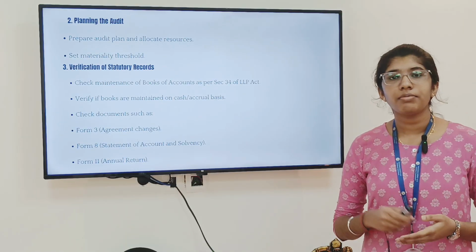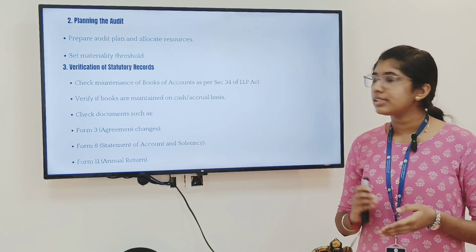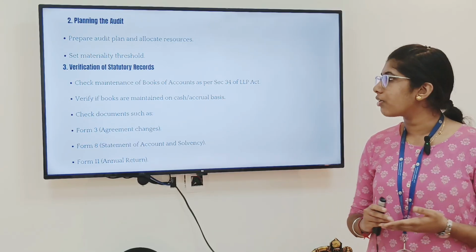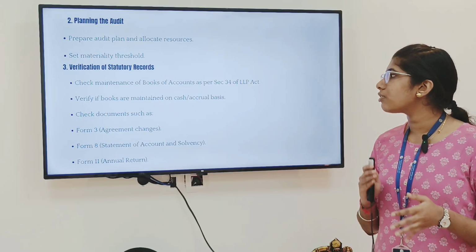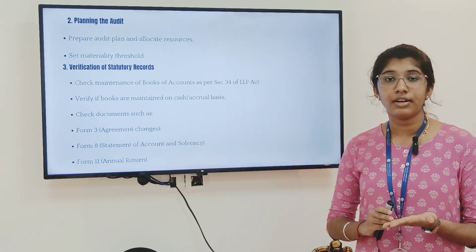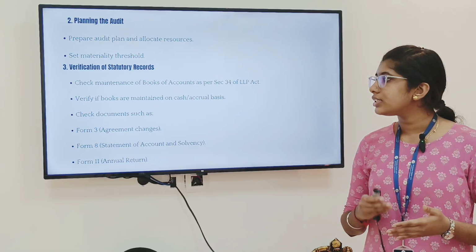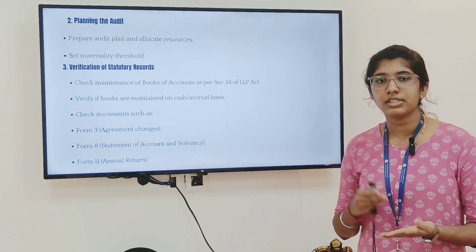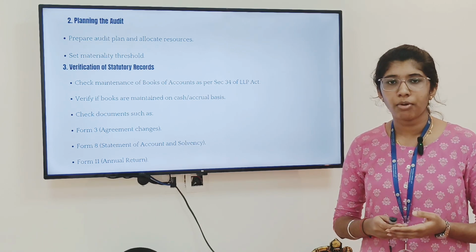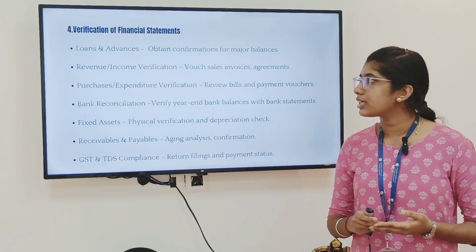Next, the second step will be planning the audit. First, prepare an audit plan and allocate the resources. Set the materiality threshold. Third, verification of statutory records. Check the maintenance of books as per Section 34 of the LLP Act, whether it is as per the double entry system. Verify if books are maintained on a cash or accrual basis. Check documents like Form 3 if there are any changes in the agreement, Form 8, Form 11, whether they have been filed properly.